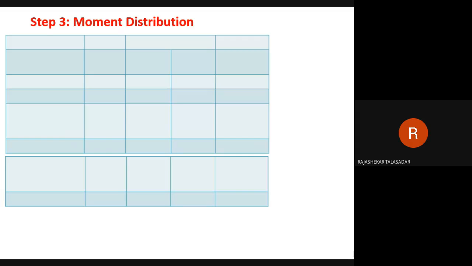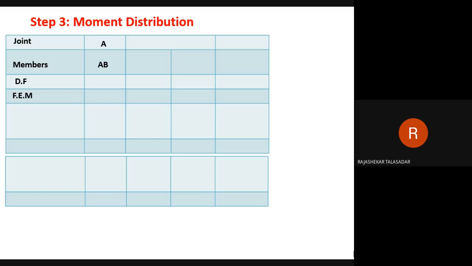Now we'll see the moment distribution table. As usual, first columns are joint, members, distribution factor, fixed end moments. These first you have to write. Next, joint means you start from the left hand, go towards the right hand. First joint is what? A. How many members are starting from A? 1. That is AB.